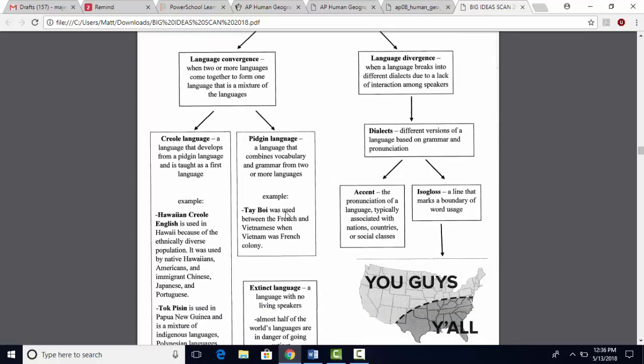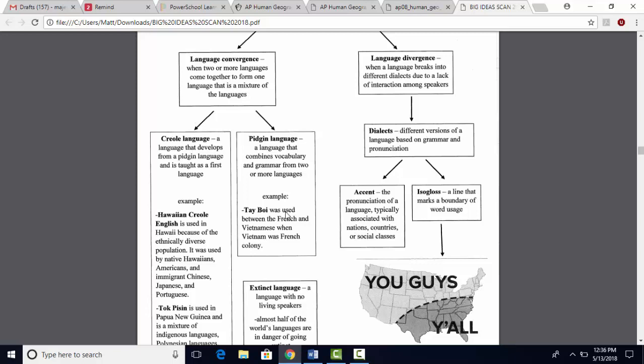Language divergence is when a language breaks into different dialects due to a lack of interaction among speakers. That could be physical barriers like mountains that block language speakers so that they basically develop their own versions of it, or that could be some sort of cultural barrier as well. That might explain the divergence. And there are different types of language divergence. First off, there's a dialect.